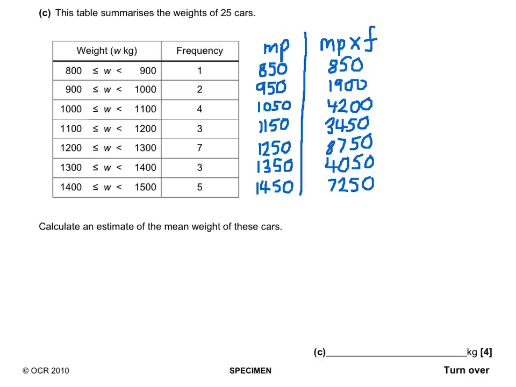So now we just need to use these to work out the answer. We need to add up the total of the midpoint times the frequency. Again, do that on your calculator. It gives you 30,450.